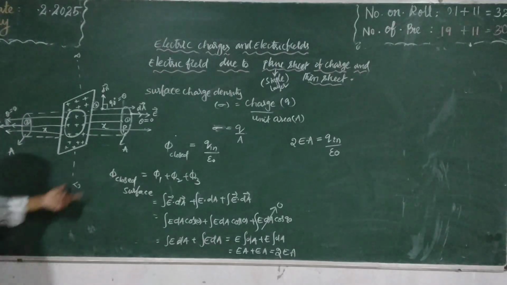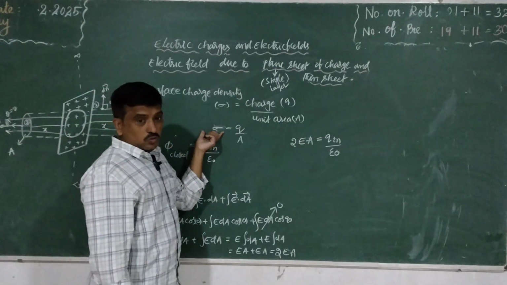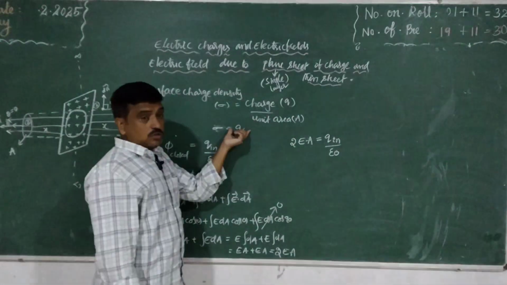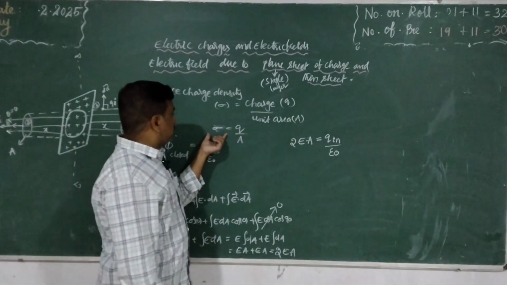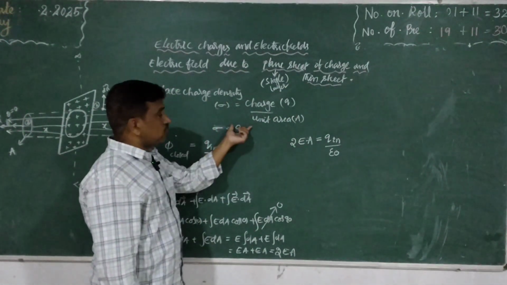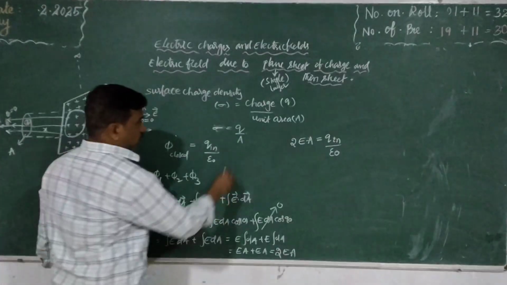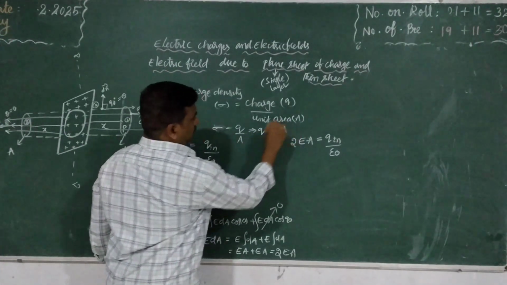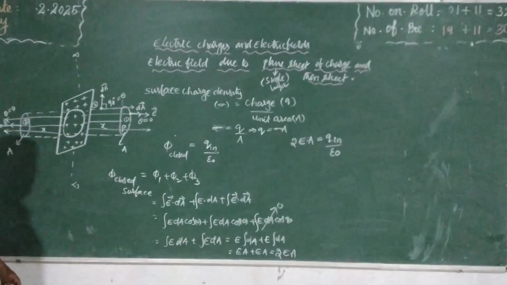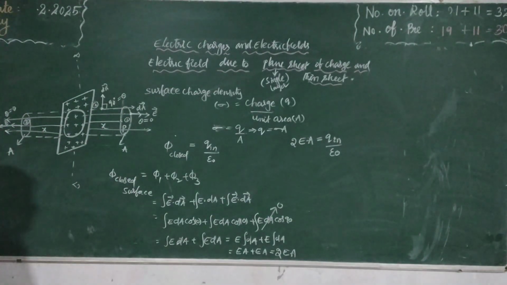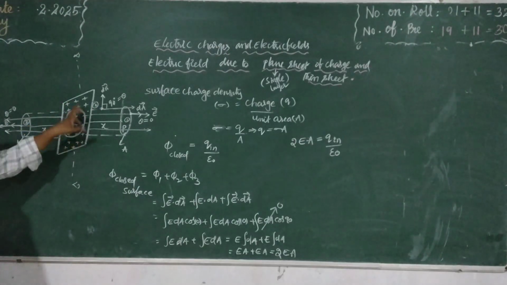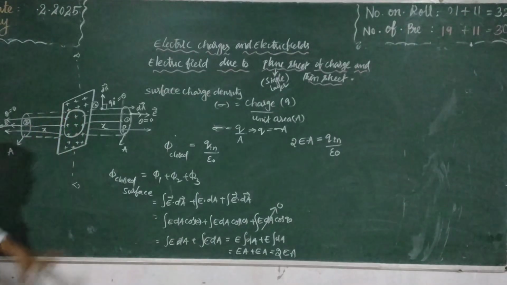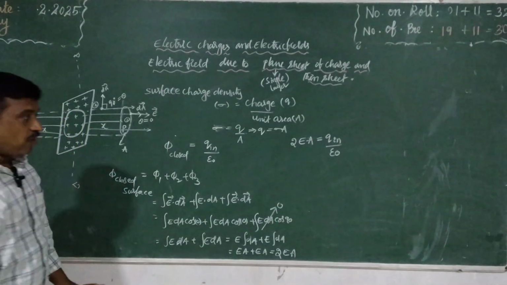For that, we can use sigma equal to q by A. Q means charge, A means area. Surface charge density equals charge per unit area. From that, q equals sigma A, where sigma is the surface charge density and A is the area. What is the q inside, the charge inside this surface? Sigma A.